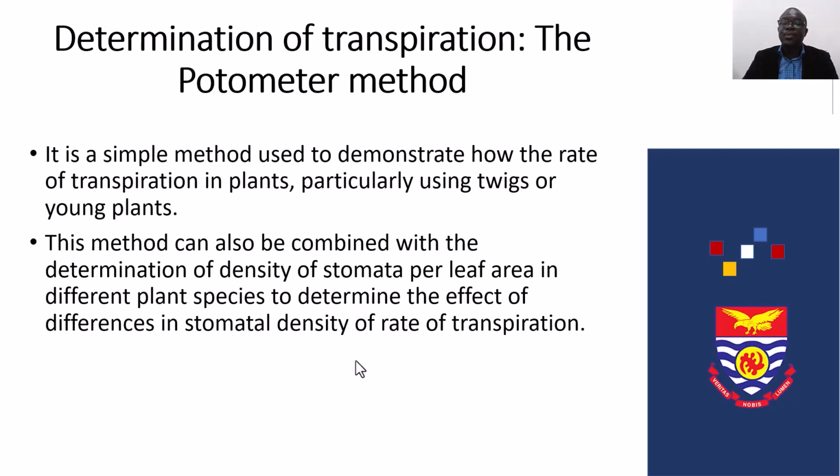It is a simple method used to demonstrate the rate of transpiration in plants, particularly using twigs or young plants. This method can also be combined with the determination of density of stomata per leaf area in different plant species to determine the effect of differences in stomatal density on rate of transpiration.